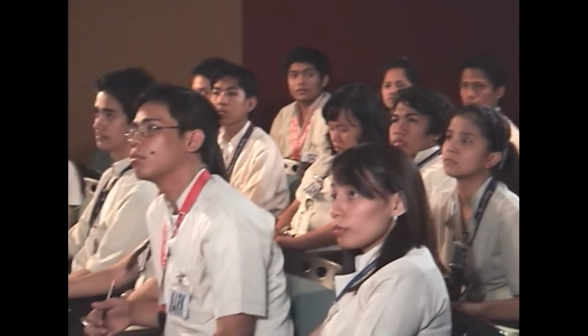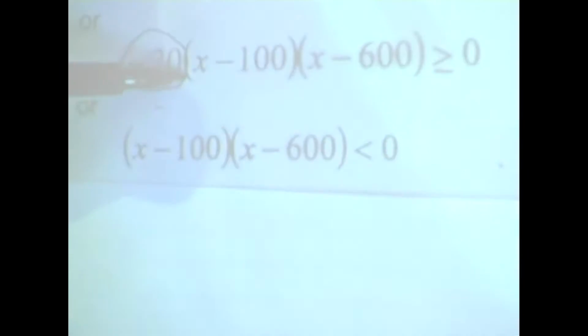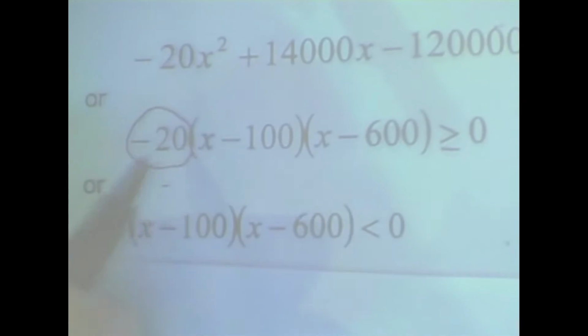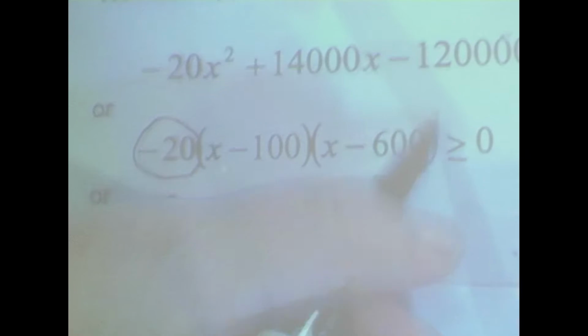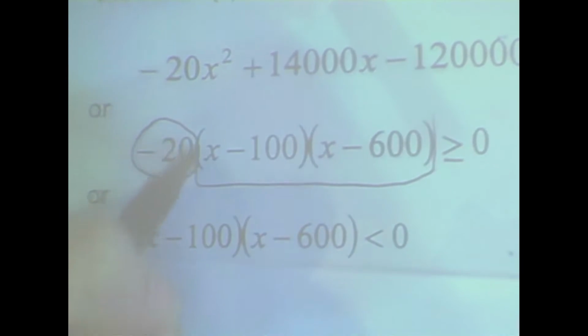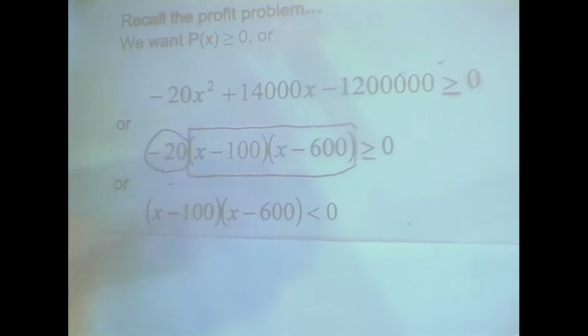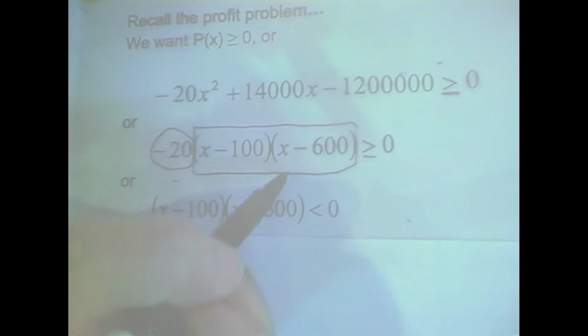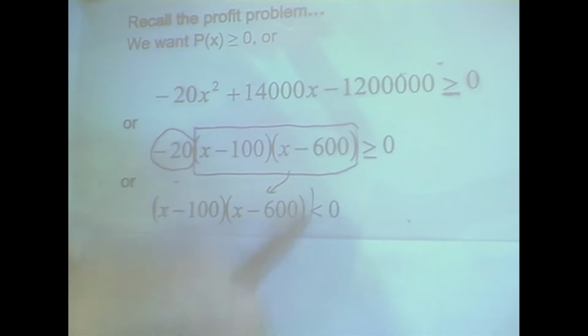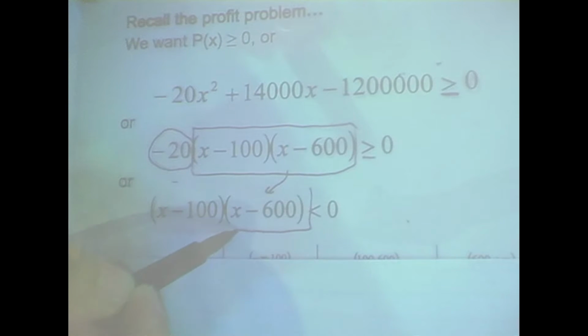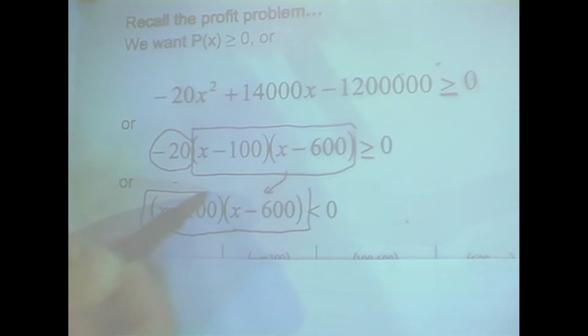Our multiplication rule for signs. Notice that I deleted this. The product of negative 20 and this quantity should be positive or 0. But I reduced the problem to this part being negative. What happens when this is negative?